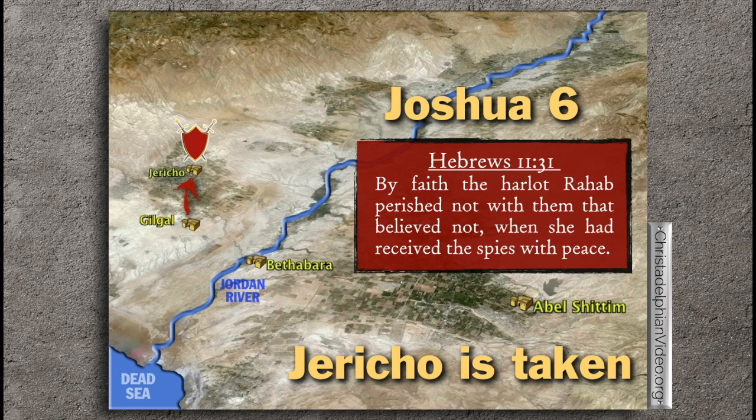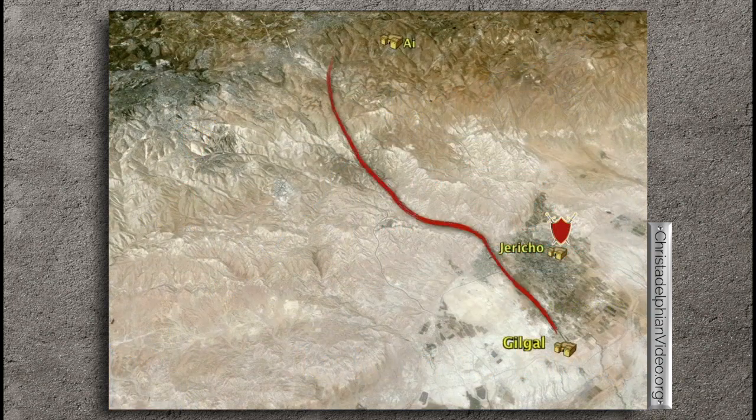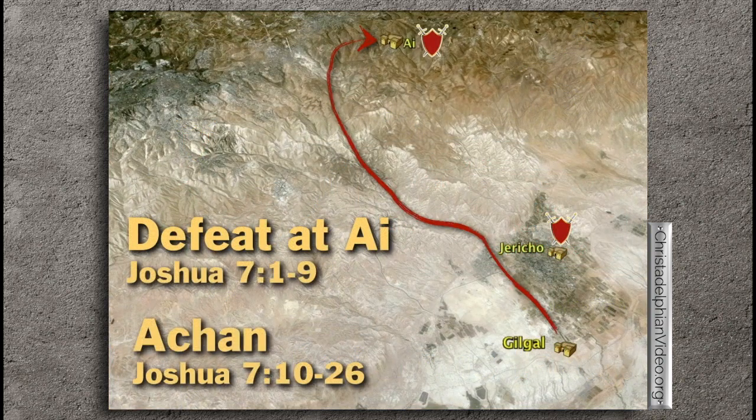And of course, we know the story of how they took the city of Jericho. We were not able to go to Jericho when we were there simply because of the unrest in the land at the time. From Jericho, of course, they go back to Gilgal, where they're encamped, and they go up from here to Ai. And there's a great defeat that takes place there because of Achan's sin.